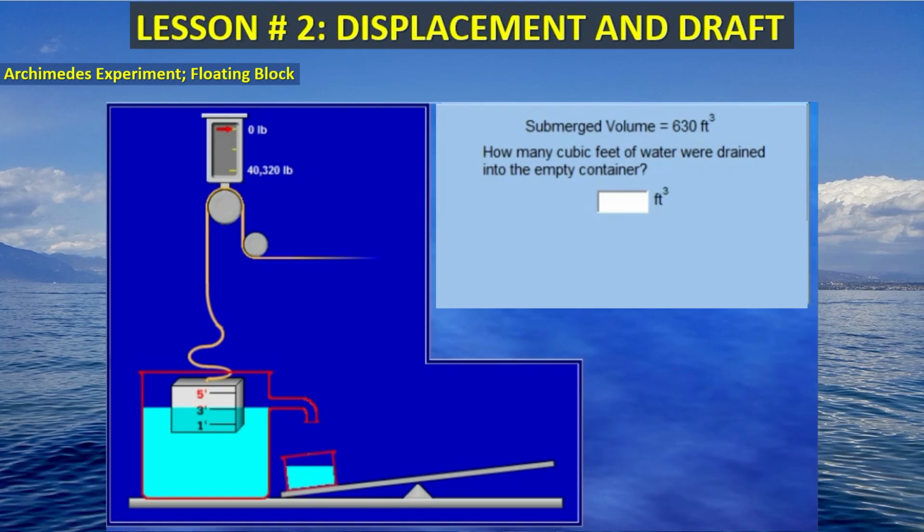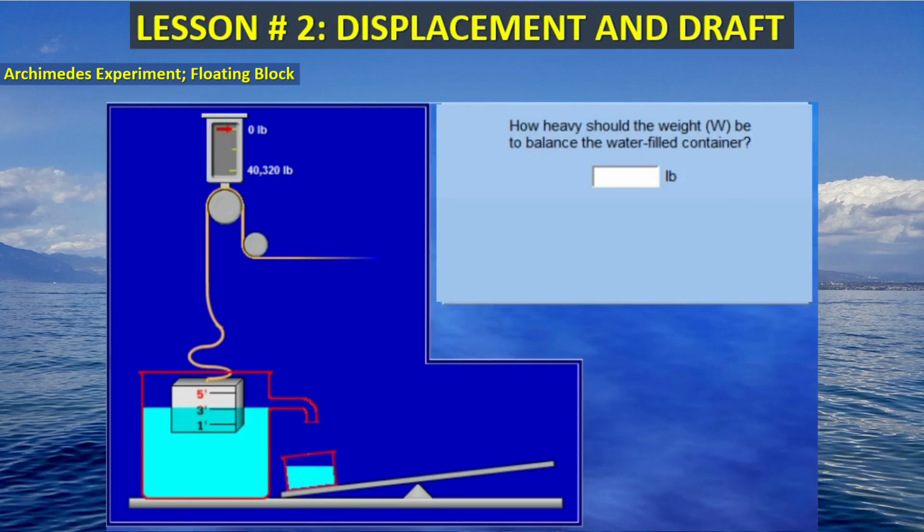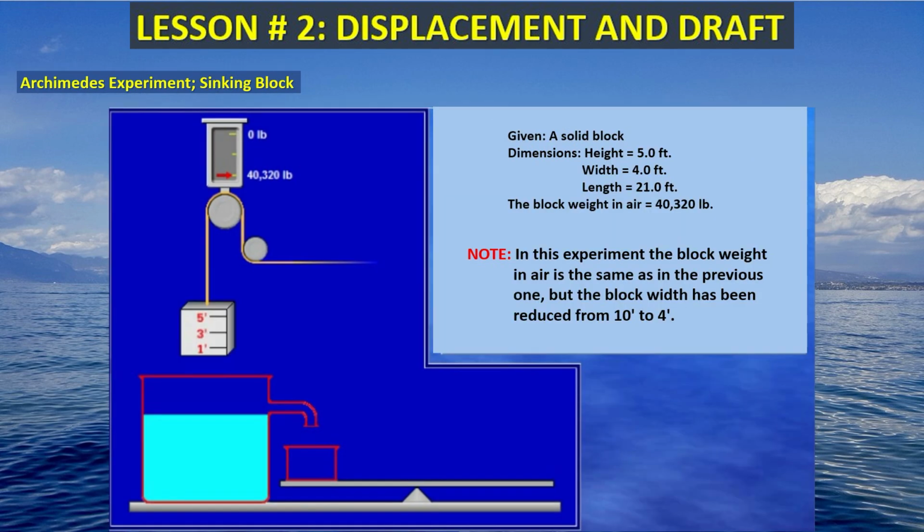Submerged volume is 630 cubic feet. How many cubic feet of water were drained into the empty container? Now we repeat the experiment with a smaller block. Given a solid block, dimensions: height equals 5 feet, width equals 4 feet, length equals 21 feet.